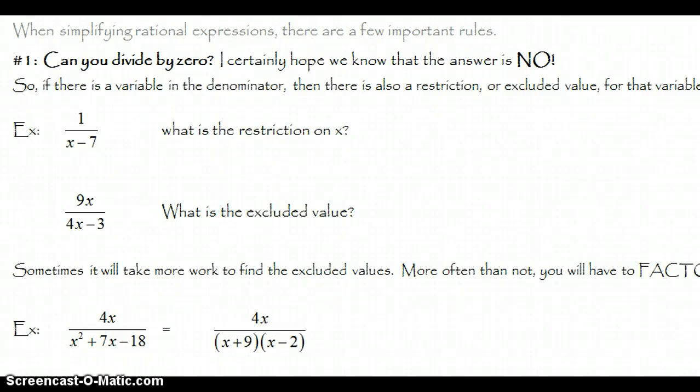We're going to be getting into rational expressions, and the first thing we need to learn how to do is how to simplify one. So, you only need to remember a couple of important rules. Number one, can you divide by 0? And I certainly hope that this answer is no.